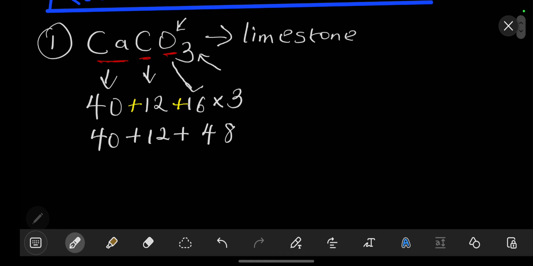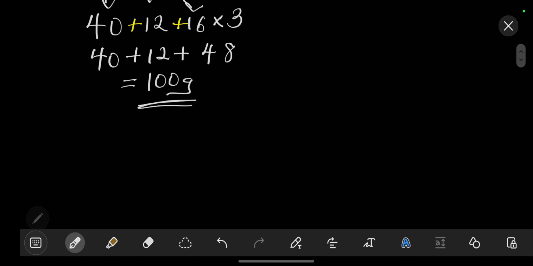Now the next thing to do is to continue. So this is just simple mathematics. 40 plus 48 will give you 88. Then 88 plus 12 will give you 100 grams. So this is the relative molecular mass of calcium trioxocarbonate 4. Now, number 2, let's talk about calcium nitrate.